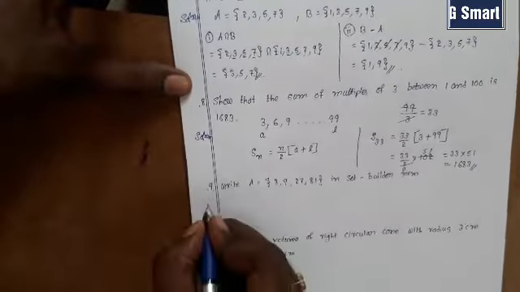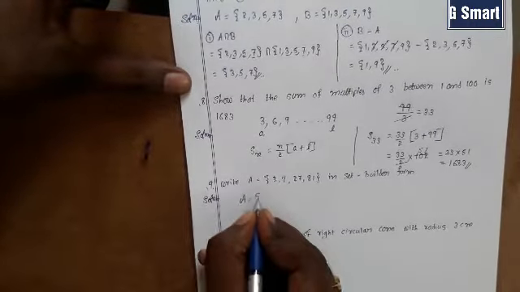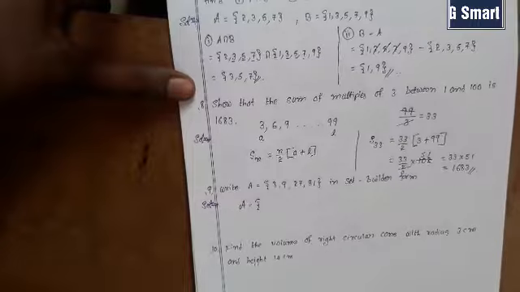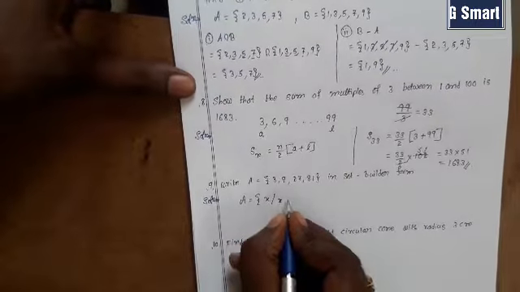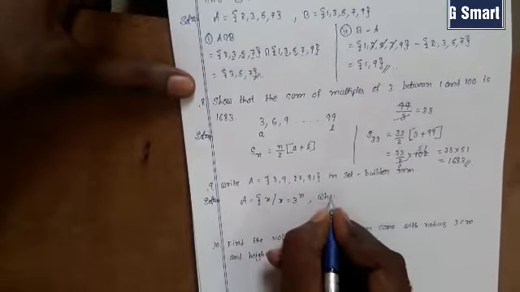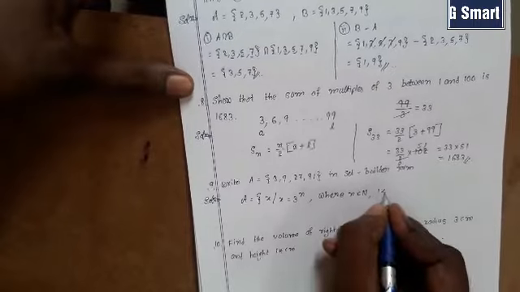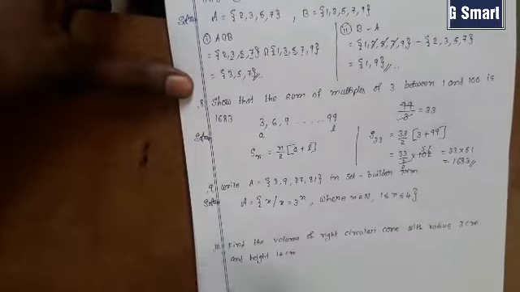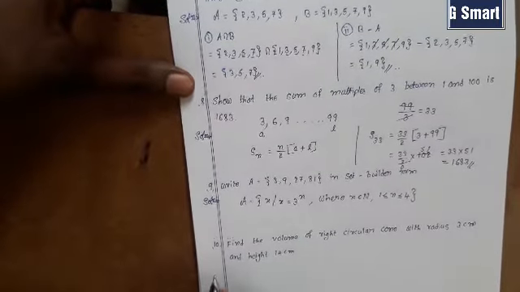Now the 9th one. That's the set builder form, means formula. See here: 3, 9, 27, 81. So these are powers of 3. So A is the set of x such that x is equal to 3 power n, where n belongs to the natural numbers N and 1 less than or equal to n less than or equal to 4. That means the n value is 1, 2, 3, 4. If you substitute, you will get this. So this is the formula. Now the 10th one, 10th solution.